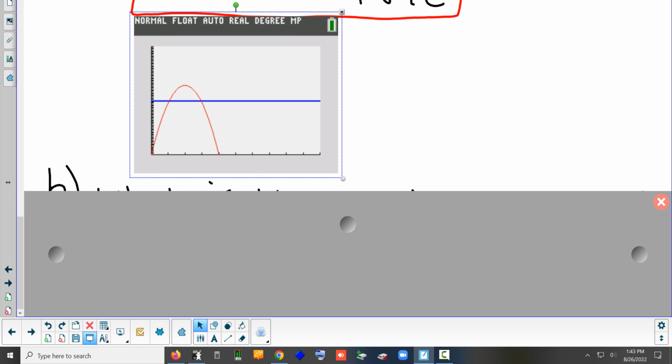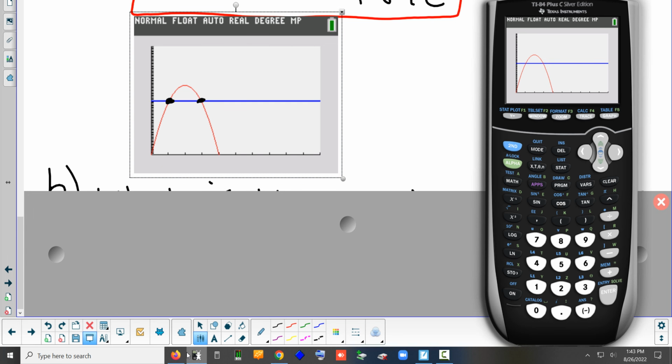So how many times is the ball exactly 50 feet high? Twice, on the way up and on the way down. It hits 50 feet twice. So we have to calculate both of those intersects. So let's do second calc, intersect. There's only 2 curves on the screen.